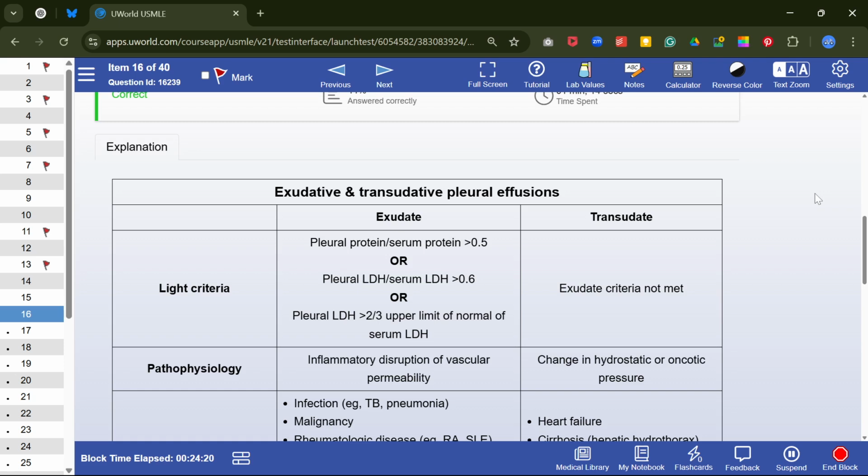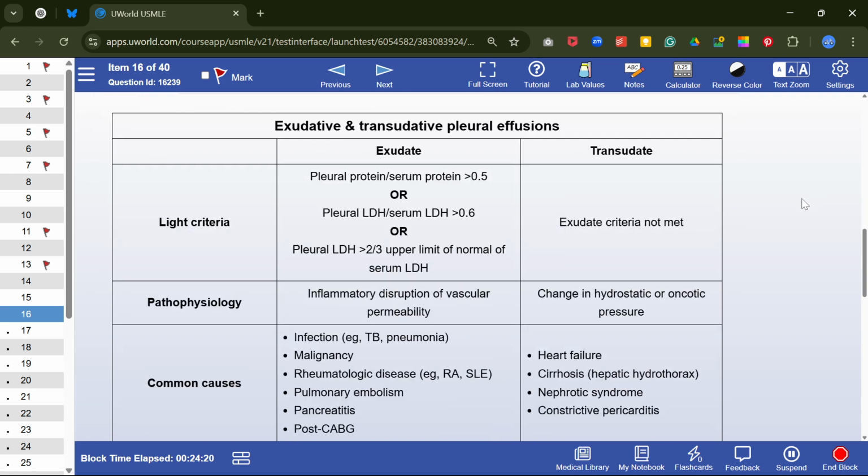Transudative: exudative criteria not met. Pathophysiology is changes in hydrostatic or oncotic pressure. Causes may be heart failure, CCF, cirrhosis, nephrotic syndrome, and constrictive pericarditis.